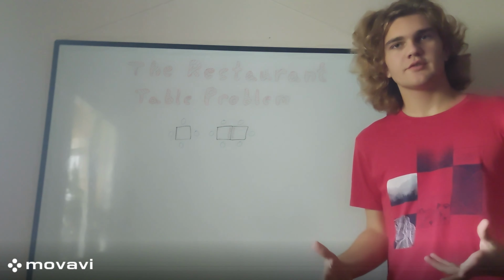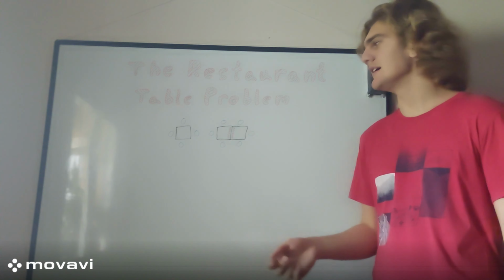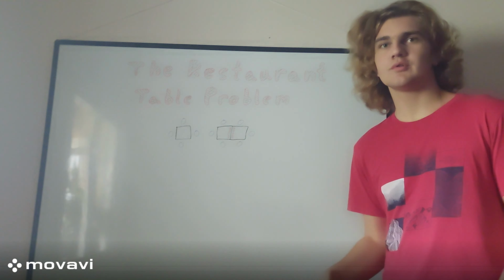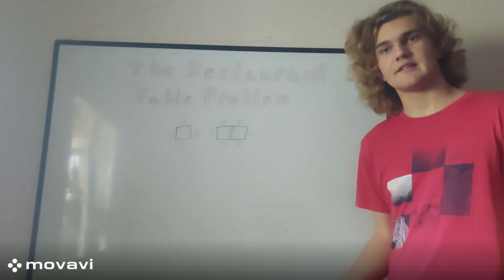Now, let's go back to our first examples of having just 1 or 2 tables. Here we can see that if we have 1 table, there can be 4 chairs seated around, which makes sense, and that's completely fine.